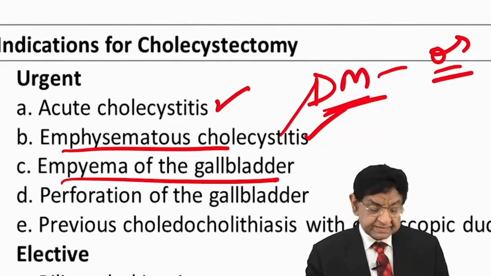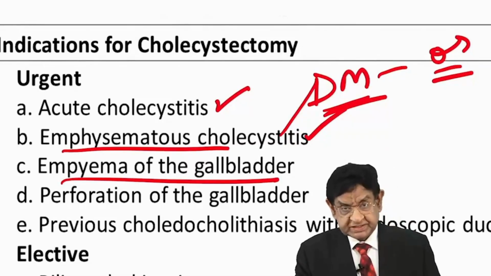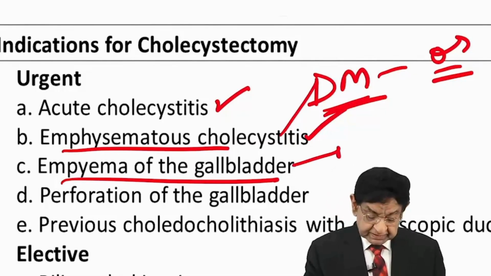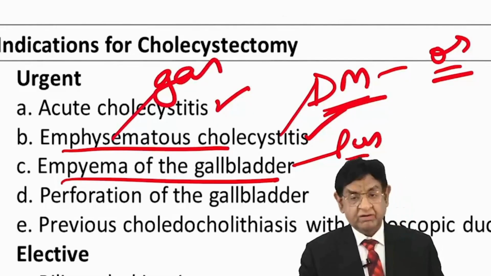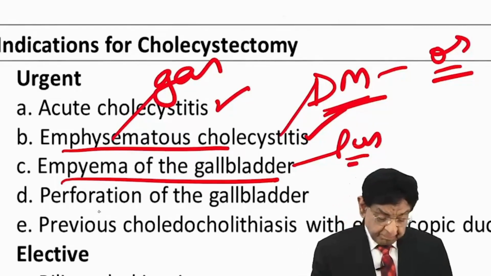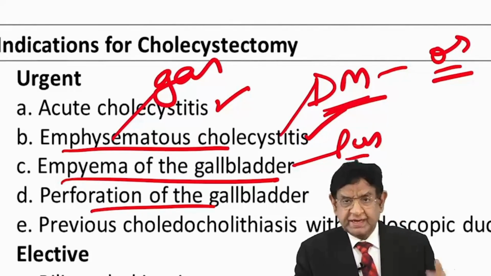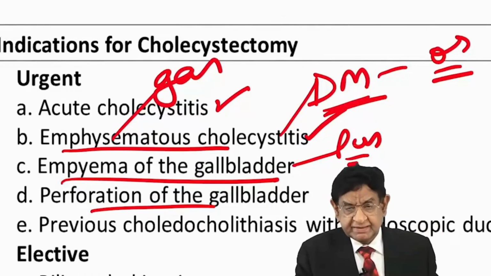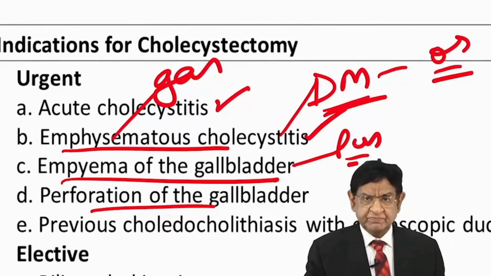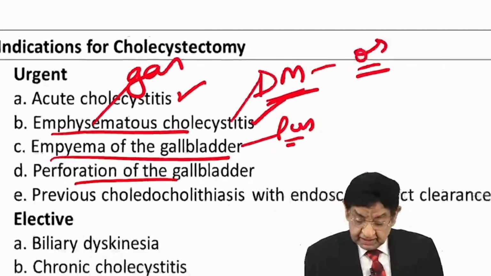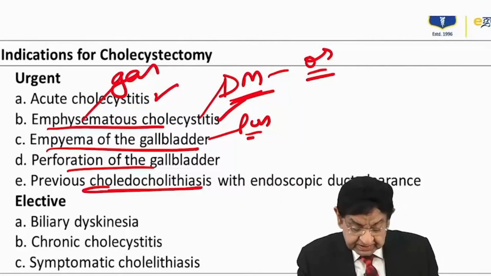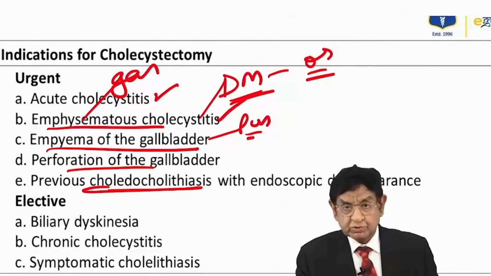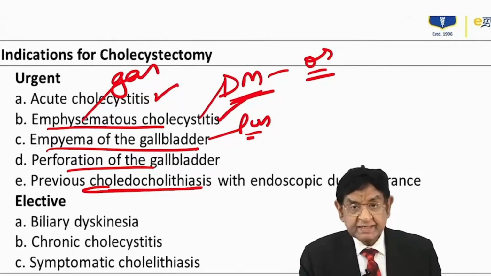Empyema of the gallbladder is again an indication of urgent cholecystectomy. Empyema means pus, and in this there was gas in the gallbladder. Perforation: it has perforated, and any perforation, any viscus perforation, is always an emergency surgery. And if the patient has a previous cholelithiasis that was removed by the endoscope, but it has formed again, then again it should be done urgently.